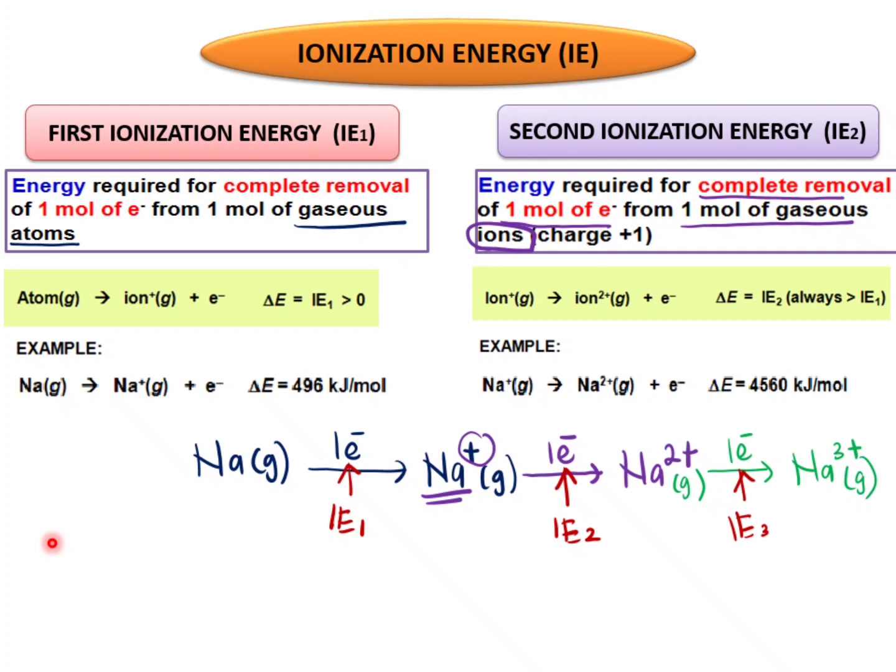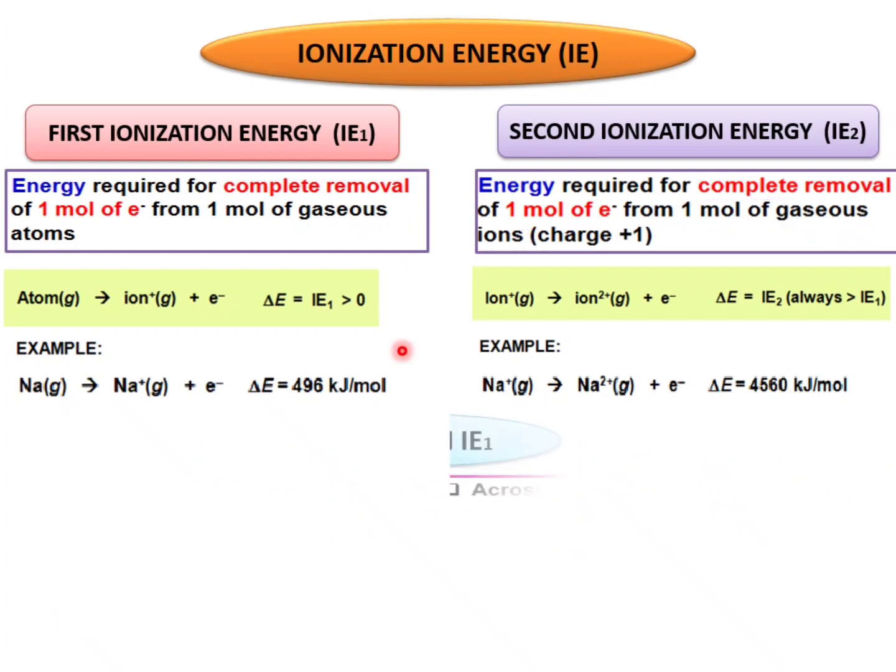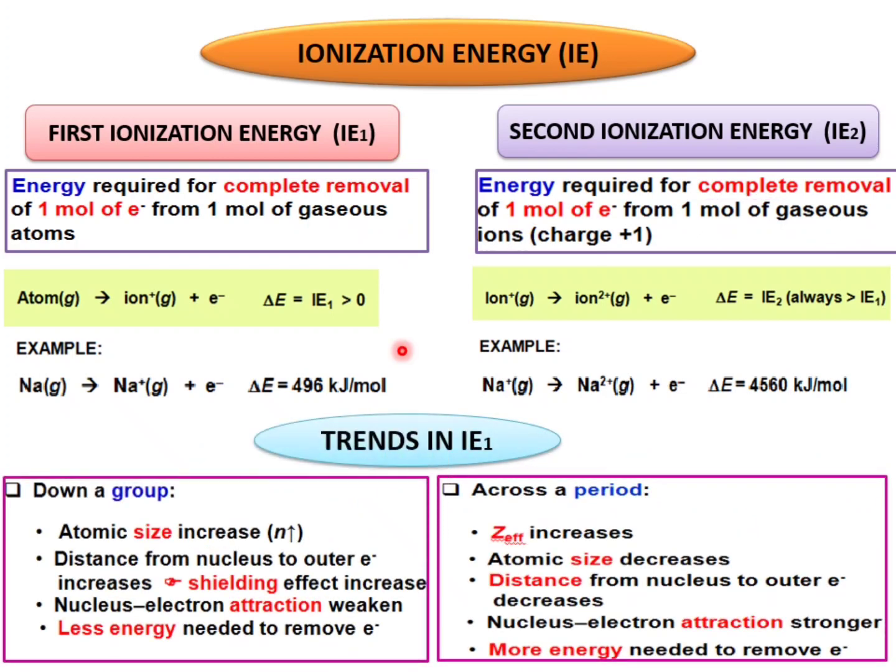Boleh? Okay, and then we look at the trend of ionization energy across a period and down a group. Okay, trend in ionization energy, kita hanya fokus kepada first ionization energy. Nampak IE1. IE1 refer to the first electron removal. Kita remove satu elektron sahaja daripada atom.